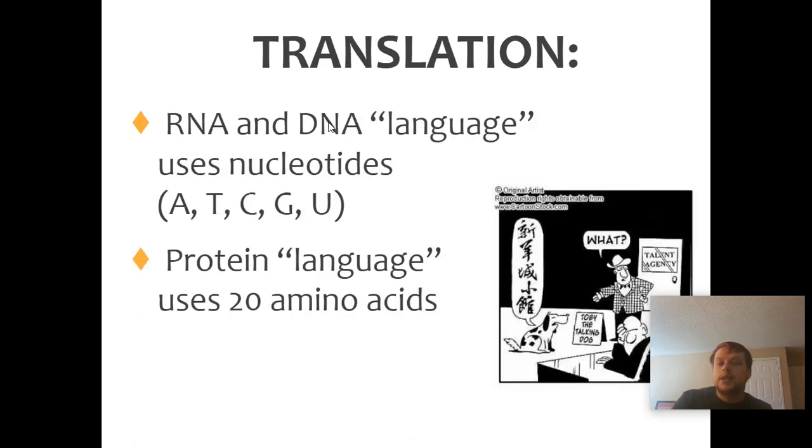Remember, RNA and DNA language uses nucleotides. So for DNA, that's A, T, C, and G. For RNA, that's A, U, C, and G. But for proteins, they use a different language entirely. They use amino acids.